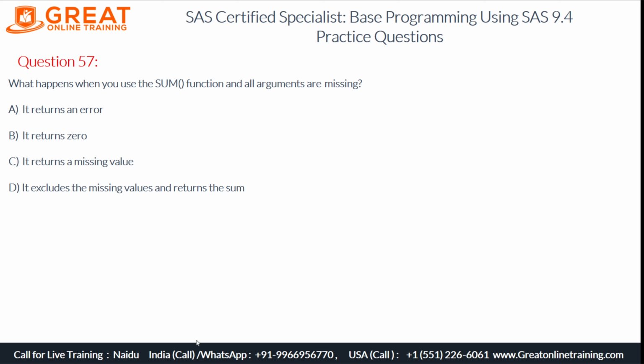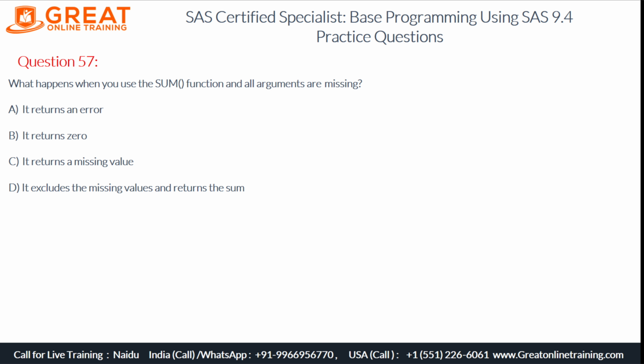The options given are: it returns an error, it returns a 0, it returns a missing value, it excludes the missing values and returns the sum. The first option is, it returns an error. This is incorrect because SAS does not throw an error when encountering missing values in the SUM function. It will simply ignore the missing values, and if no valid number remains, it will return a missing value.